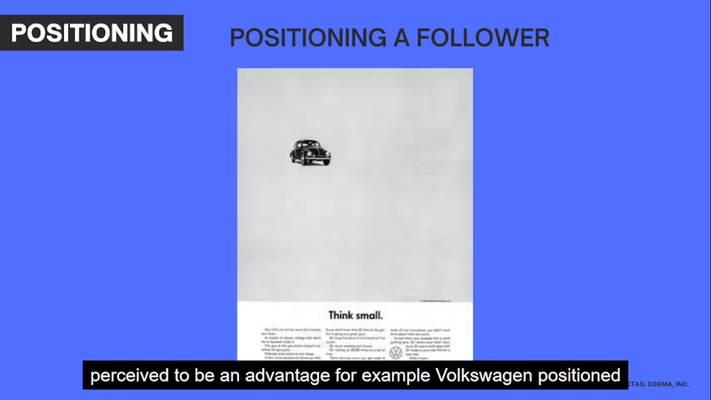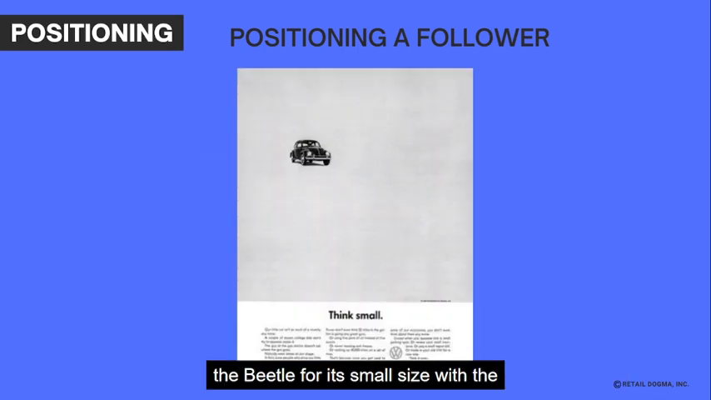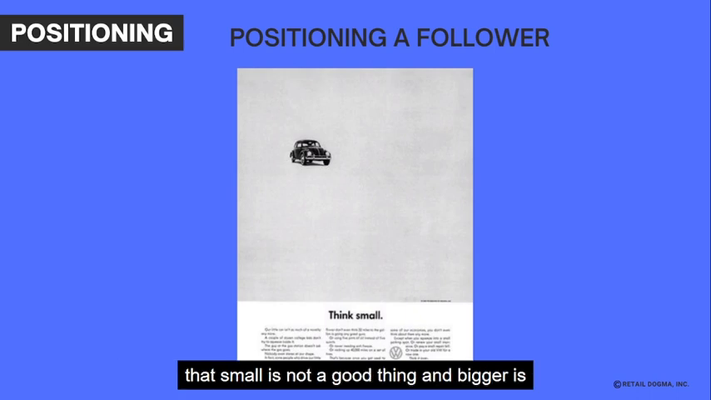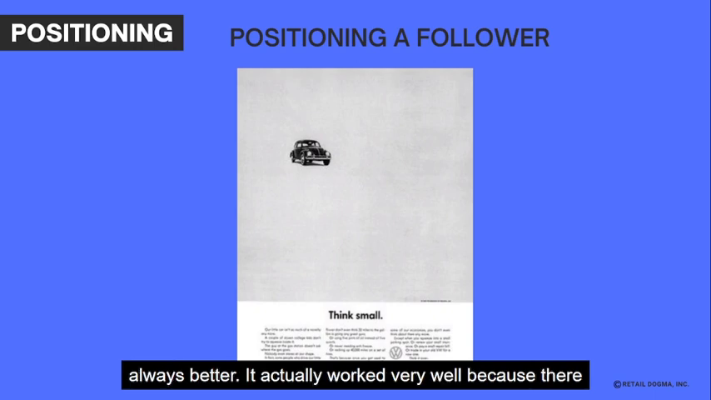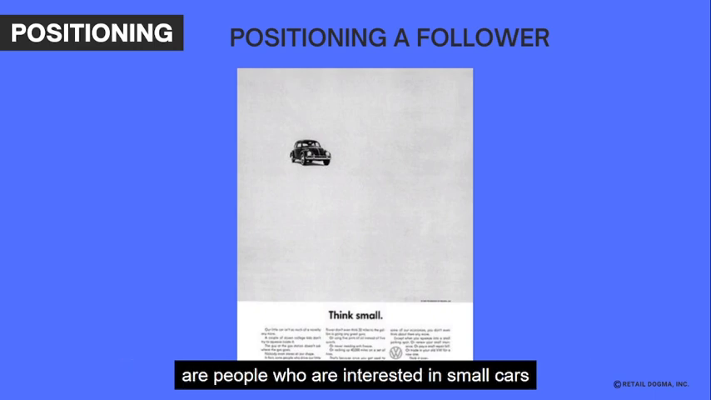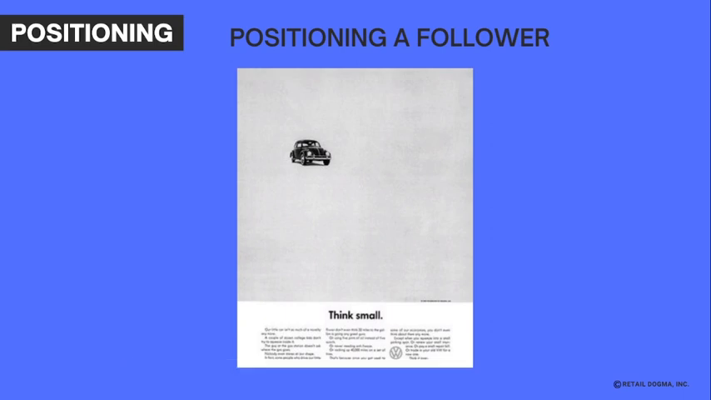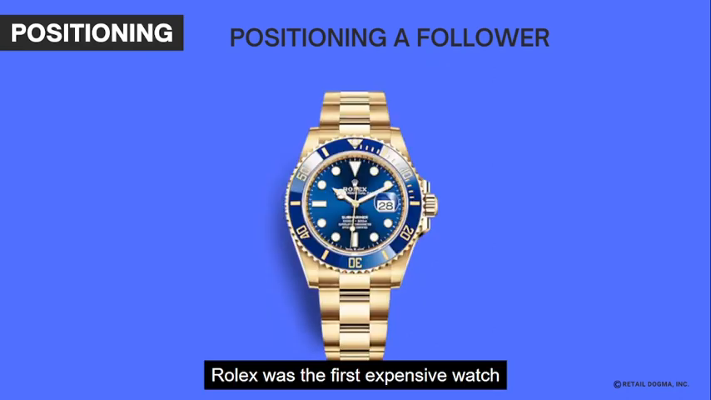For example, Volkswagen positioned the Beetle for its small size with the Think Small campaign. While many people would assume that small is not a good thing and bigger is always better, it actually worked very well because there are people who are interested in small cars. Targeting those people with the positioning they are just looking for can make you win that market by being the first one on the ladder of small cars. Rolex was the first expensive watch, and that's actually the main reason it's bought for, being expensive.